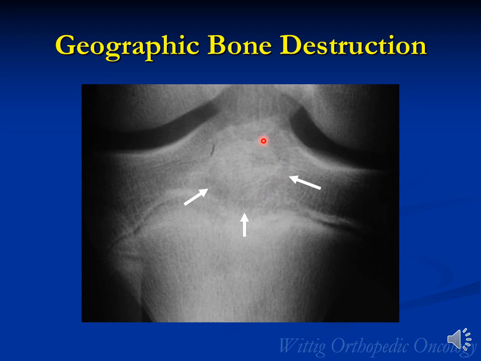Here's a lesion in the epiphysis. It's a little bit difficult to discern the lesion based on this X-ray. However, it does appear to be fairly well circumscribed. There's a sharp zone of transition between the tumor and the adjacent bone.